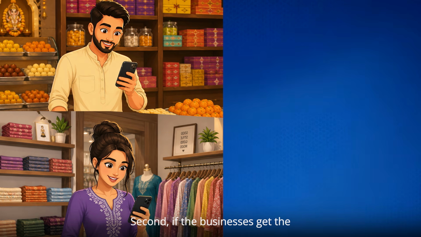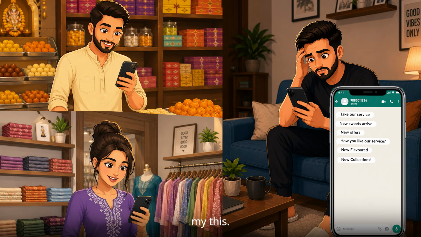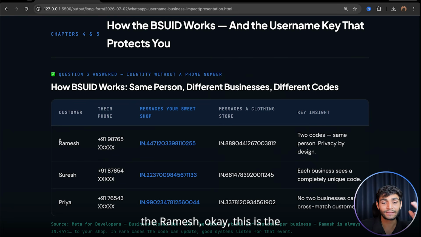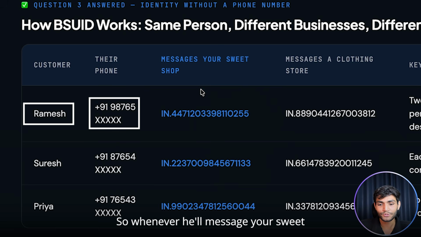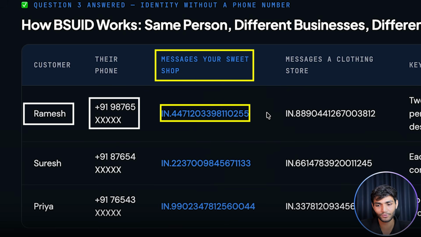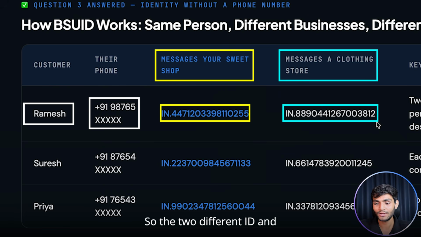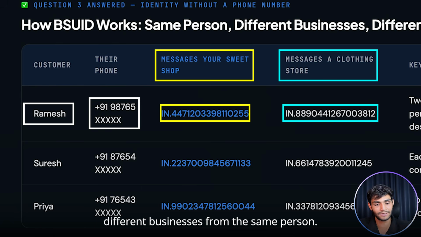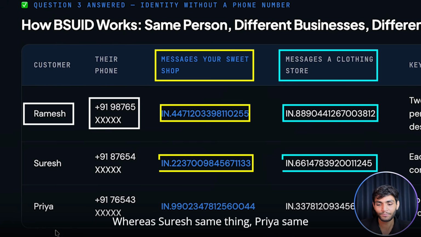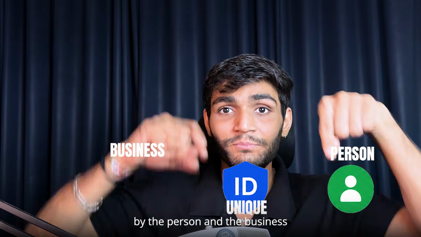Second, if businesses get the phone number, they start calling, saying take my service, take this. So there are too many fraud calls which we are getting. Now the solution is that Ramesh has this phone number, but whenever he messages your sweet shop, this is the ID which will go. And whenever he messages the clothing store, this is the ID which will go. So two different IDs will go to two different businesses from the same person. Same for Suresh, same for Priya. Now your ID is unique to the person and the business combined.